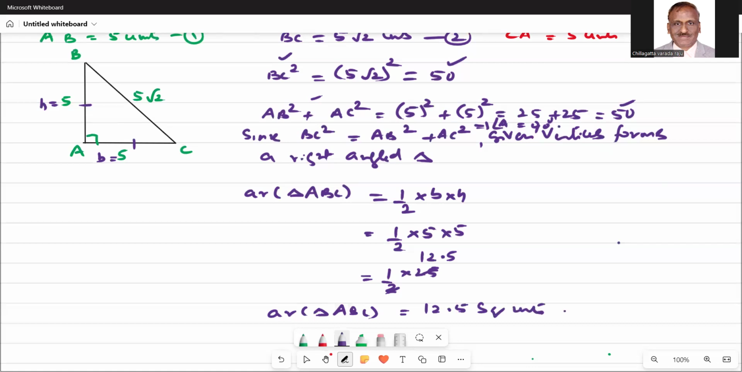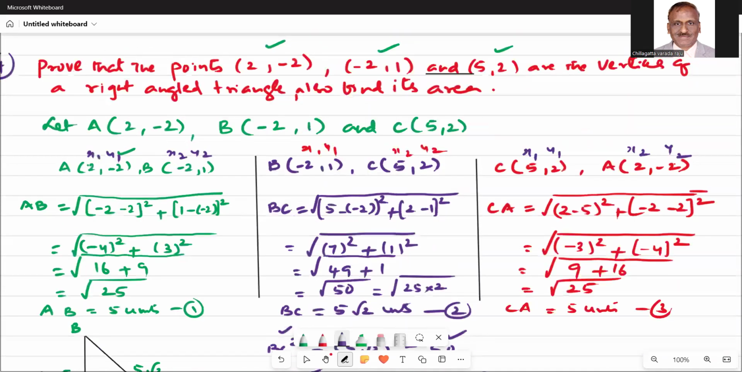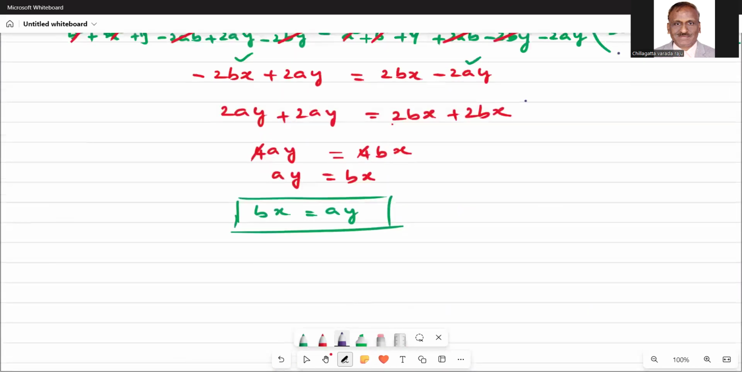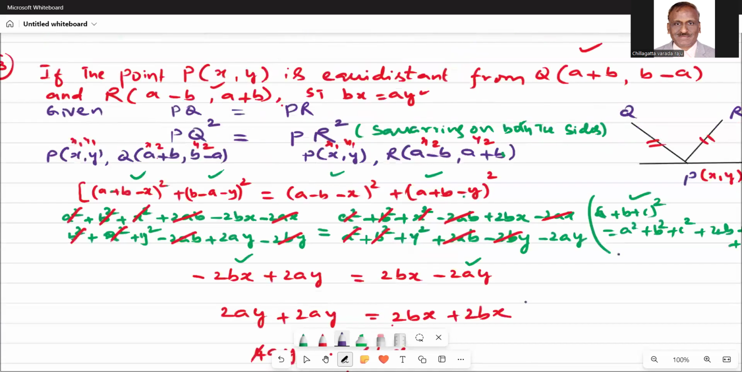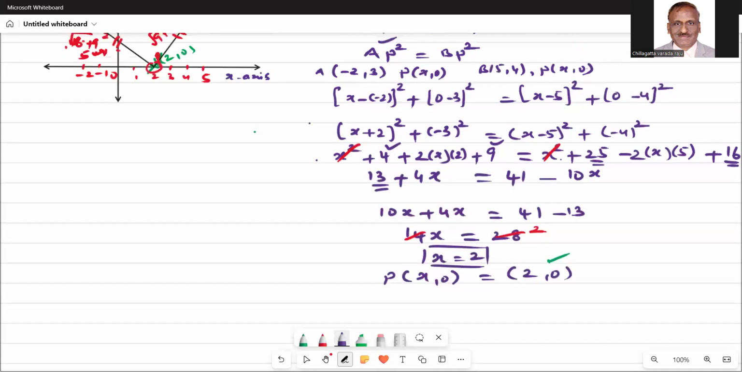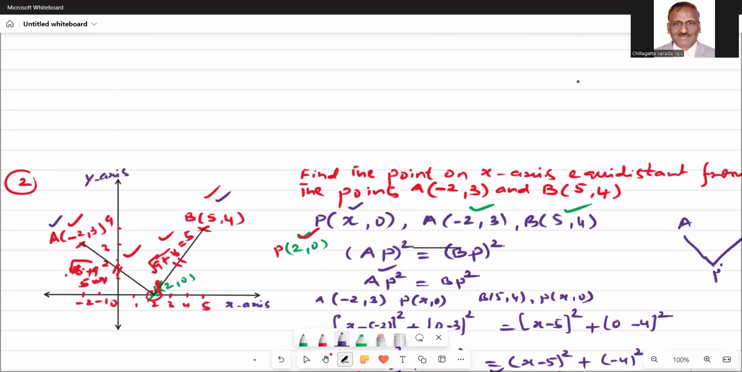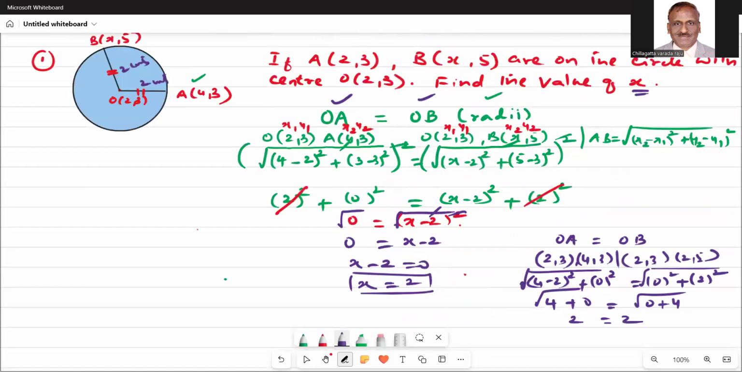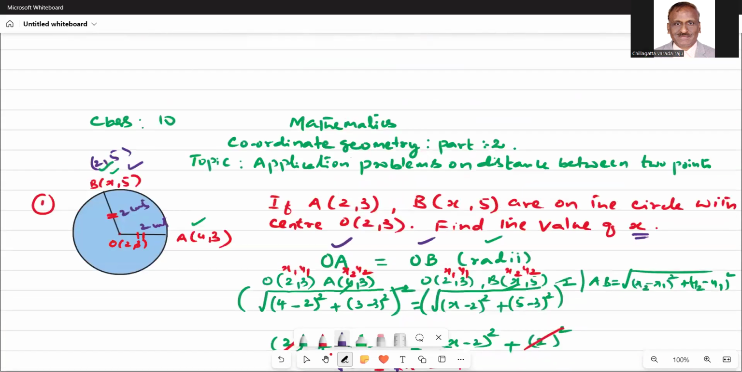Sometimes they will ask only to show that the given vertices form a right angle triangle. Here the additional part they have asked is to find the area of that triangle also. So I hope all of you understood all the problems we have discussed in this video. We'll go for the next concept in the coming video, or if any more good problems connected to distance between 2 points are there, let me discuss them in the coming video.